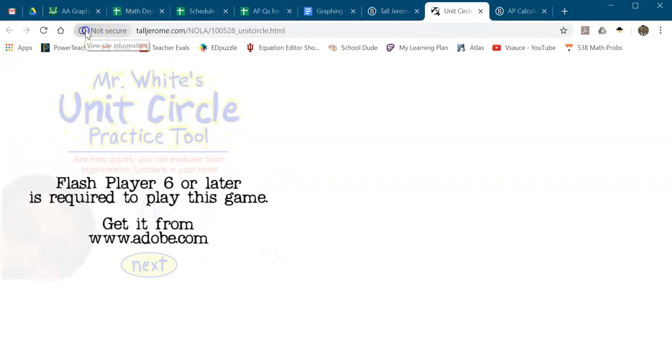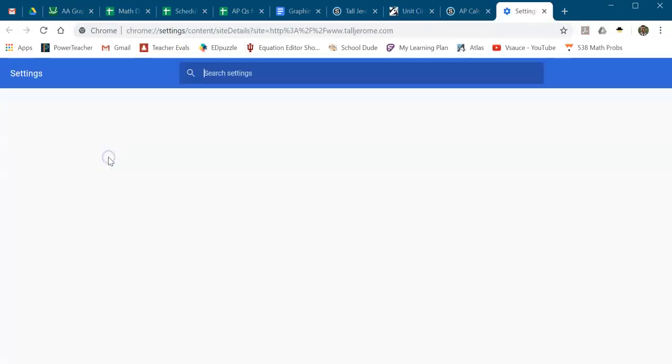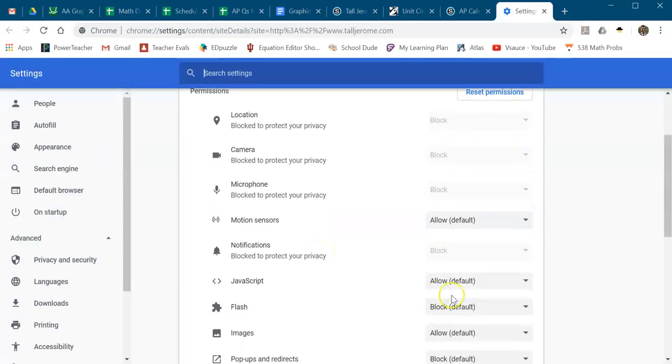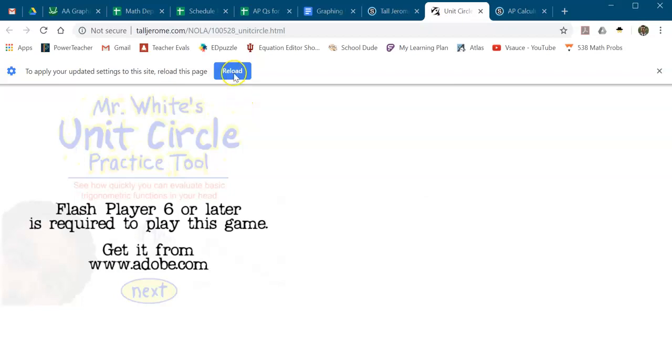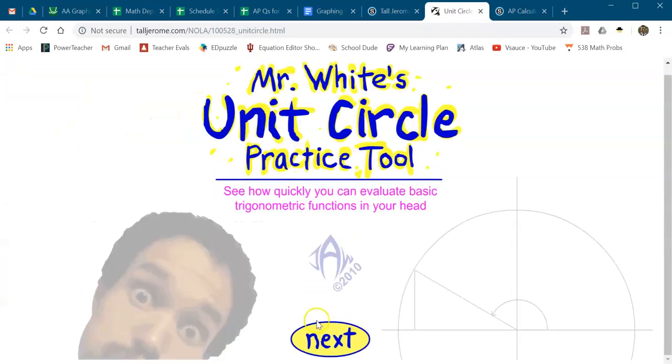Now, see here it says that we need Flash, so I clicked here. I'm in Chrome, so I'm going to click here and go to Site Settings, and I'll enable Flash. Let's go and reload that page. Reload. Aha! Okay. So you click on Next.